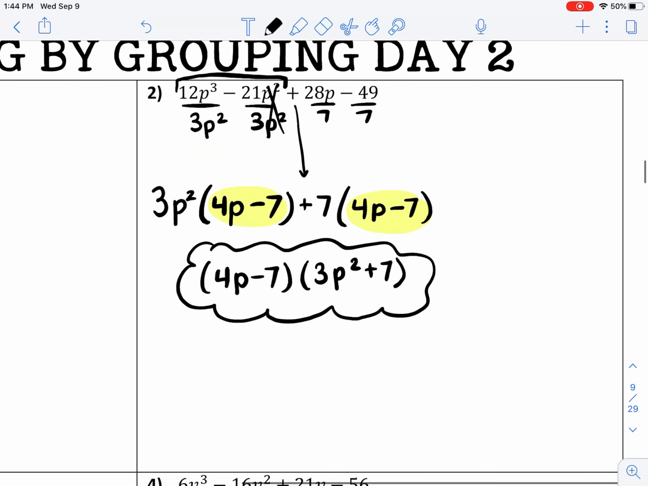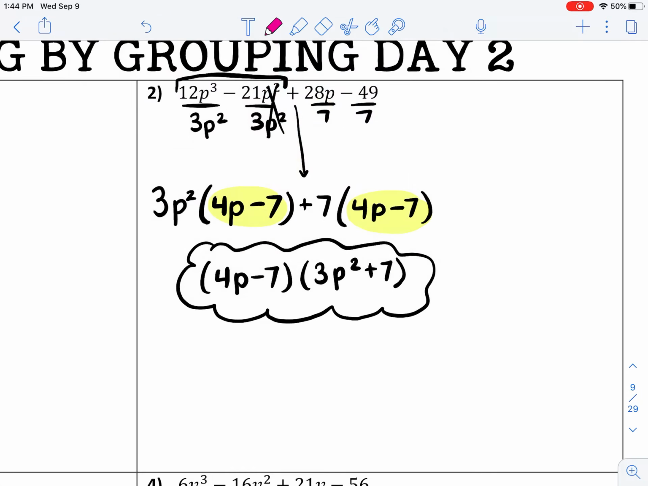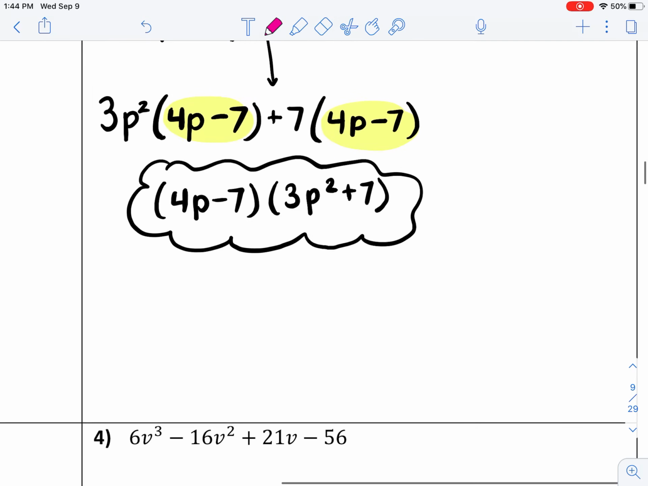Just a reminder, if you wanted to check your work to see if you're getting the correct answer, you could always double distribute to make sure you end up with the question that we started with. So I'll show you an example of that. So just to check the work, I can double distribute.